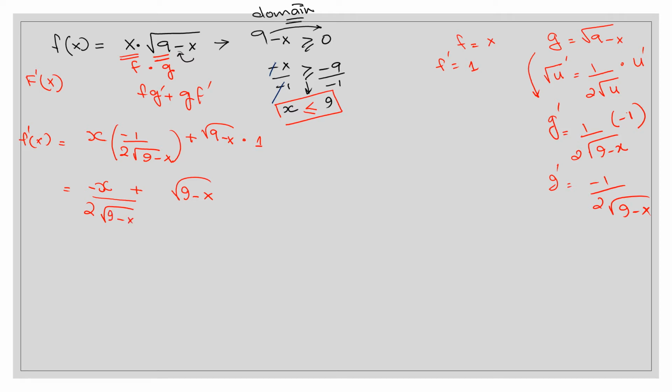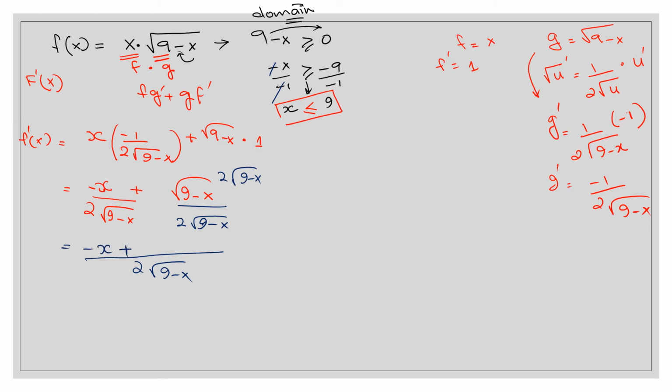Now make the denominators alike in order to simplify it and take the second derivative. So if you multiply and divide both terms by 2 square root 9 minus x, because we don't have 2 square root 9 minus x on the right hand side term. Now write the denominator 2 square root 9 minus x one time, and now you will have negative x plus.